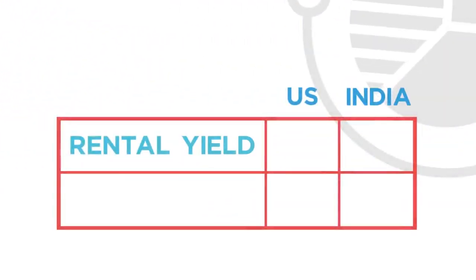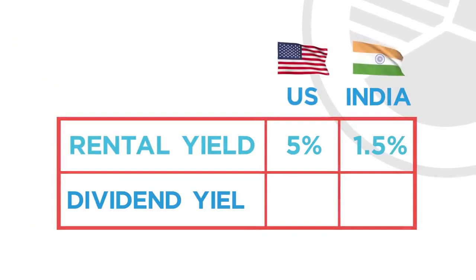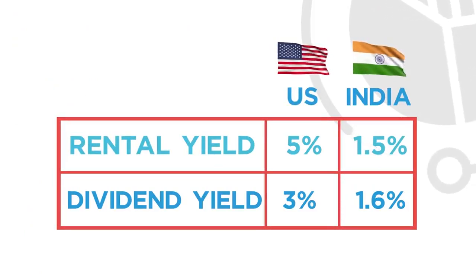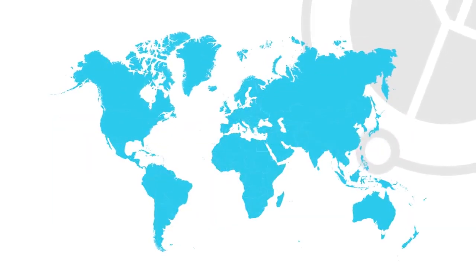For instance, between the US and India, the differences are fairly stark. Rental yields are 5% in the US and 1.5% in India. Dividend yields are 3% in the US and 1.6% in India. These numbers relate to residential rental income, not commercial rental income.